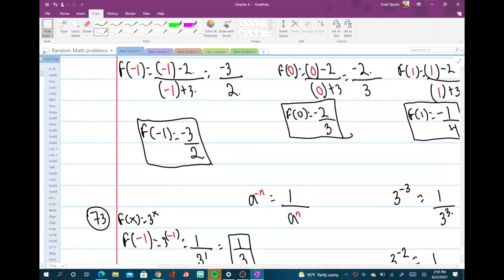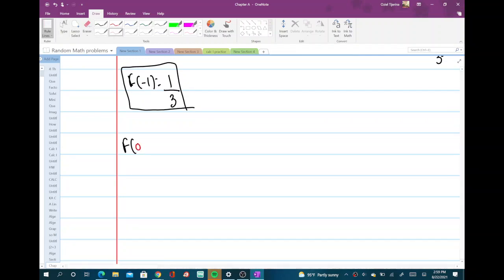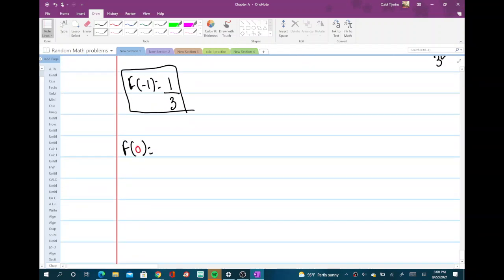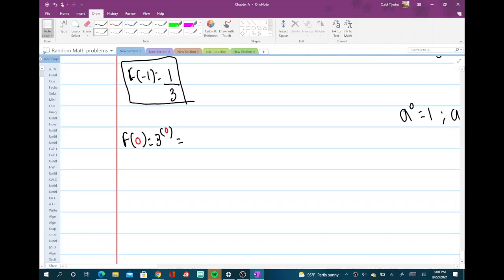Okay. If I do f of 0, and I know that f of x equals 3 to the x, I'm going to say f of 0 is 3 raised to the 0 power. Now, one of the things that you have to remember is that any number to the 0 power is equal to 1, such that a is any real number. So that means that 3 to the 0 is just 1. So f of 0 is going to be 1.